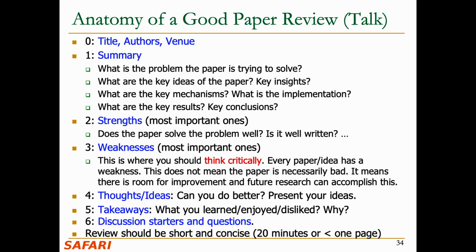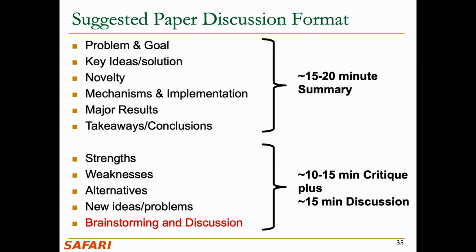All of this should be very short, so we are limited by time here. Basically you have 15 to 20 minutes to prepare the whole first part, which is problem, goal, key idea, solution, novelty, mechanism, implementation, major results, and conclusions of the assigned paper. And then you have 10 to 15 minutes for the critiques. So you have the strengths, weaknesses, alternatives, new ideas, and maybe potential problems that this solution creates. They may solve some problem, but they may increase the power consumption, or they make something inefficient.